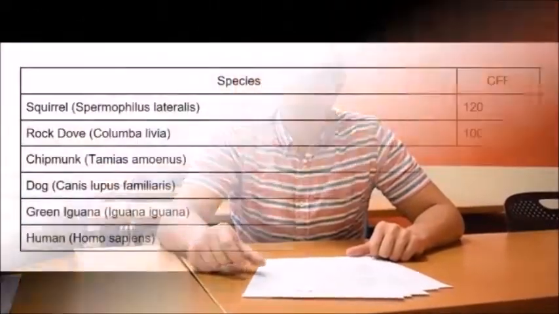Here's a table of some of the species that the scientists studied, along with their CFF values. As you can see, an animal like a squirrel has a low body mass and hence a high CFF value compared to a larger organism like a human.